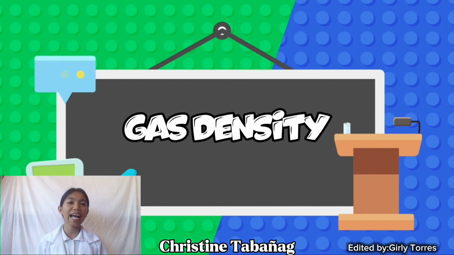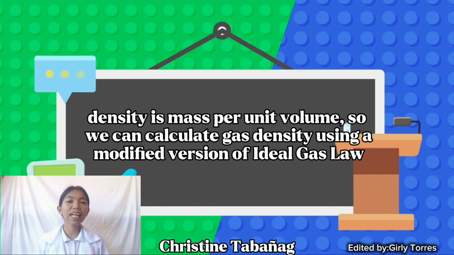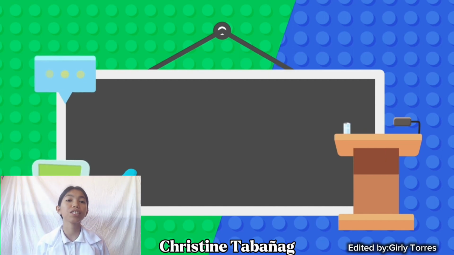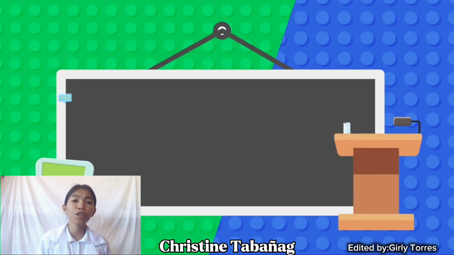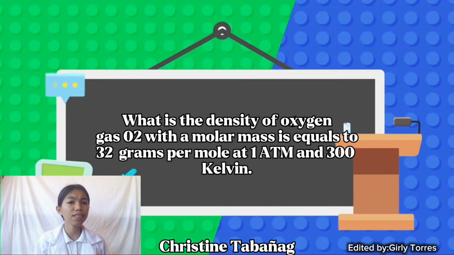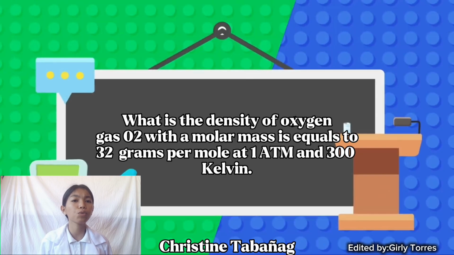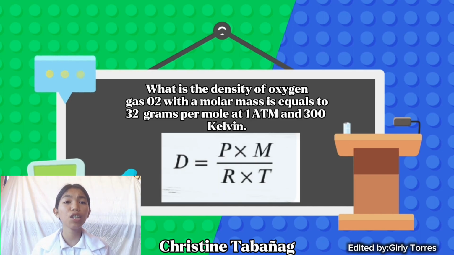Now let's explore gas density. Remember, density is mass per unit volume, so we can calculate gas density using a modified version of the ideal gas law, which is density equals P times M over R times T. We're going to give you an example: what is the density of oxygen gas, or O2, with a molar mass equal to 32 grams per mole at 1 atm and 300 Kelvin? So in order to solve that problem, we are going to use our formula, which is density equals P times M over R times T.